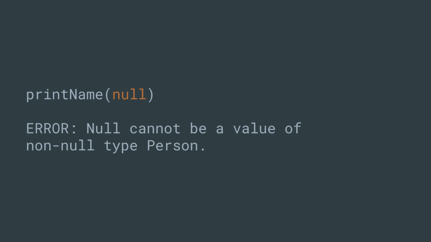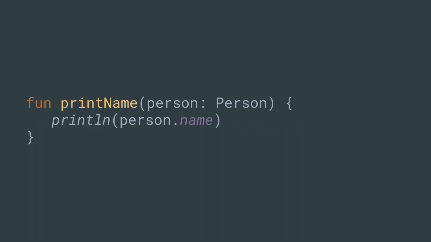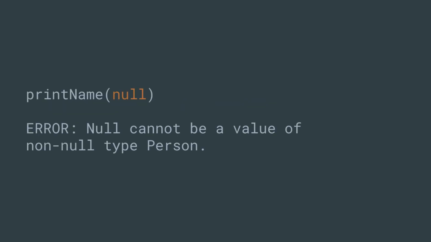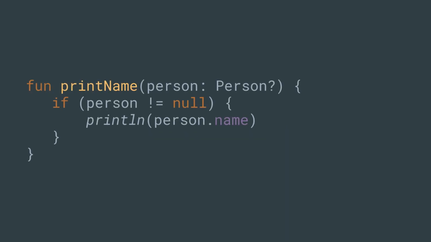Because you're saying that this function receives a person, and you're trying to pass something that's not a person, because, well, null is not a person, null is nothing. If you wanted a version of this method that could receive a null, you would have to declare the person question mark type.